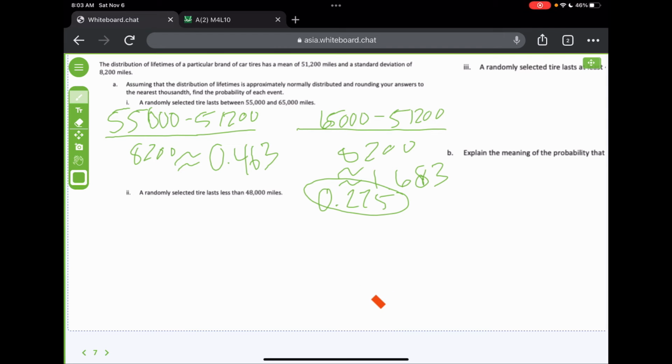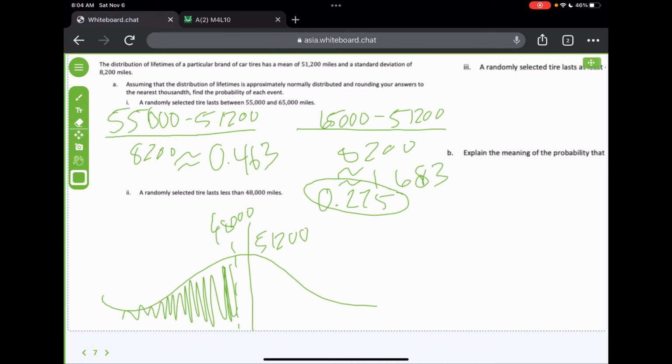Okay, now a randomly selected tire lasts, I'm sorry, it says a randomly selected tire lasts less than 48,000 miles. So we already know that this is 51,200. 48 is going to be somewhere right in here, right? And we're talking about all this down through here. Okay? So you should be able to make a guess. It's going to be less than 50%, right? But how much? We don't know. So let's figure it out.